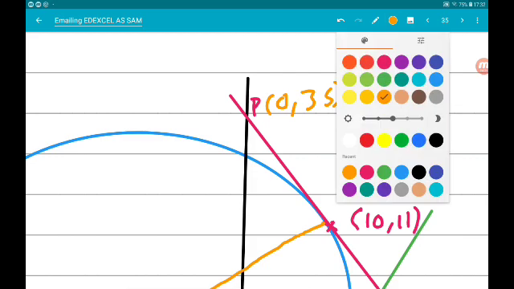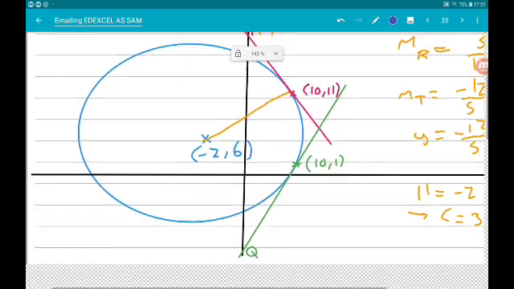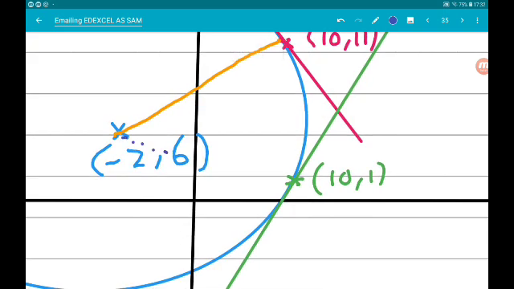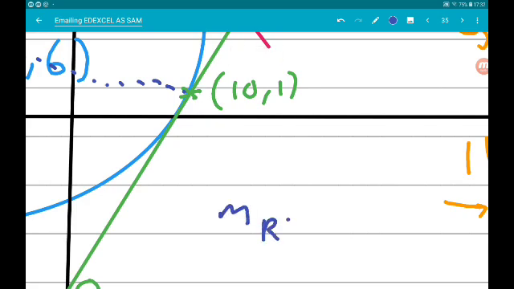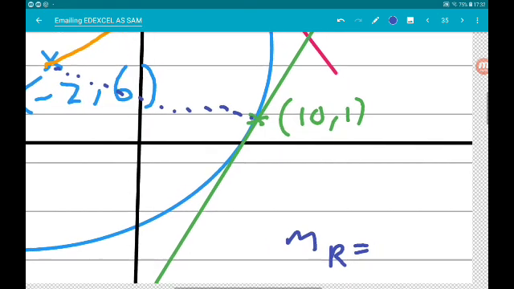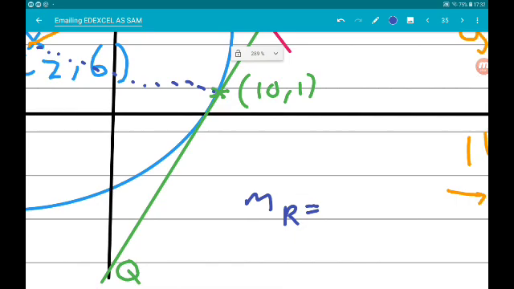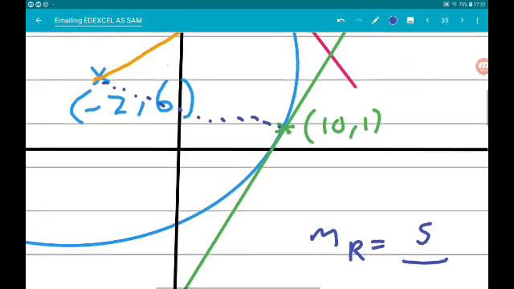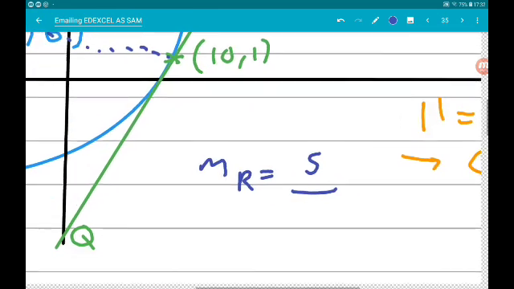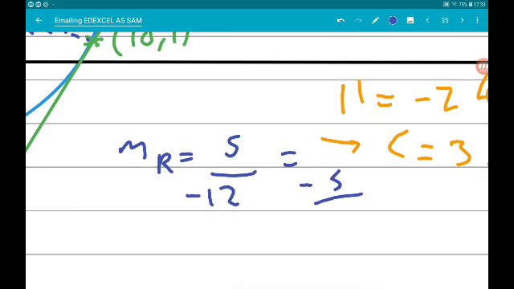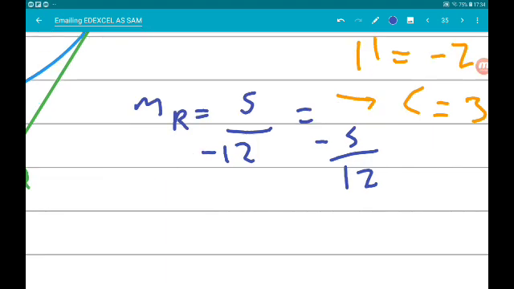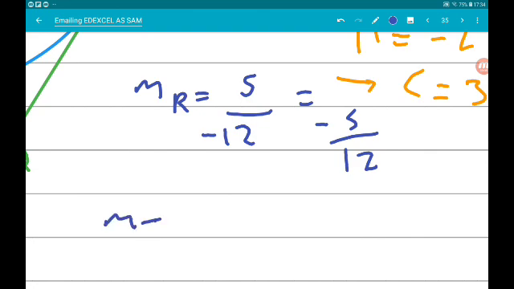So we're now going to do the same for the green tangent. So the gradient of the radius here. Let's do 6 minus 1, so that's 5, over minus 2 minus 10, so that's minus 12, which is minus 5/12. So the gradient of the tangent is the negative reciprocal of minus 5/12. So that's positive 12/5.